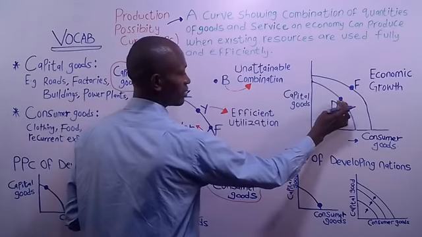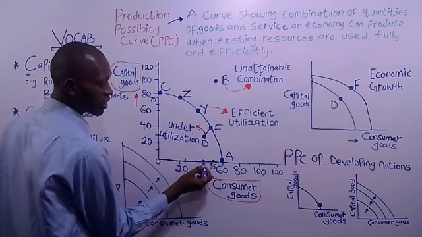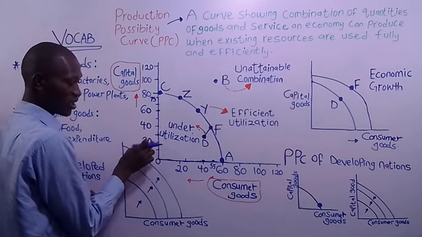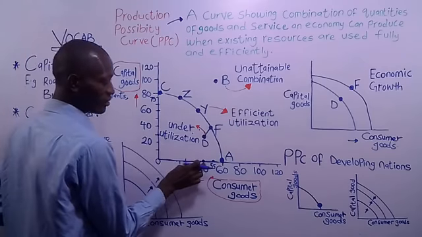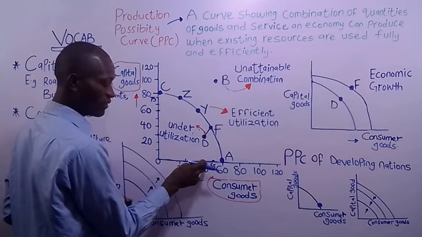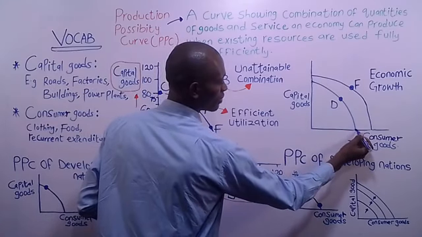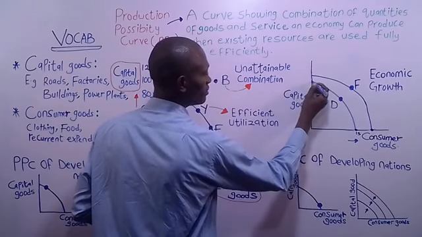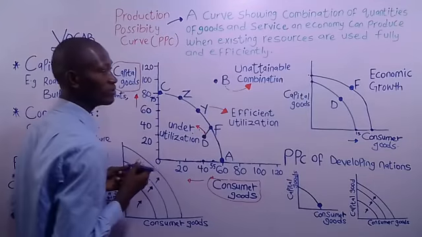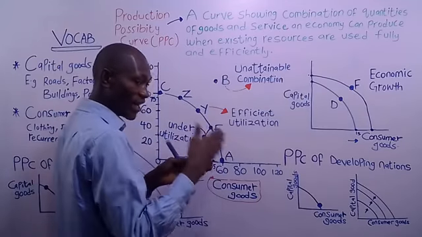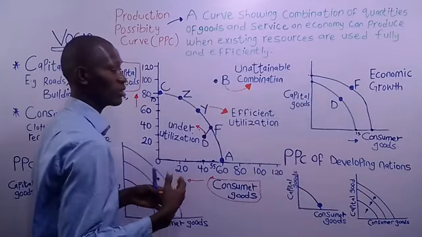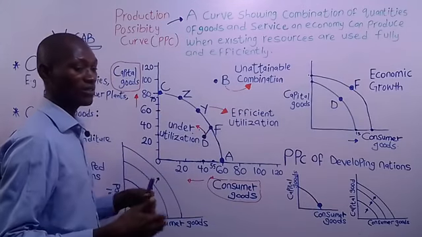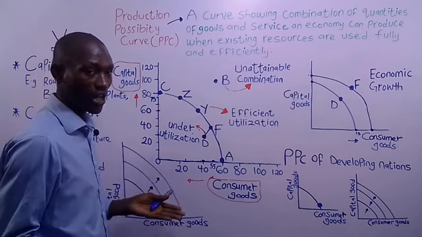And this is what you're going to be having from D to F, because the increase in consumer goods is more than the increase in capital goods. Increase in capital goods, 20 to 30, which is 10 billion, and increase in consumer goods from 40 to 55, which is 15 billion. So that increase has led to an outward shift in the production possibility curve. And when the PPC shifts outward, we call it economic growth. So economic growth simply means an increase in the level of productivity or output.